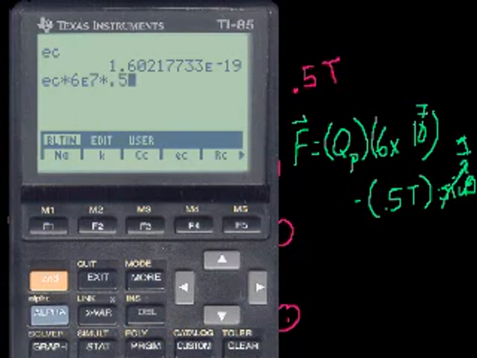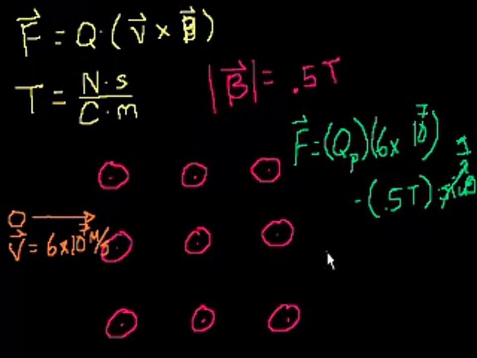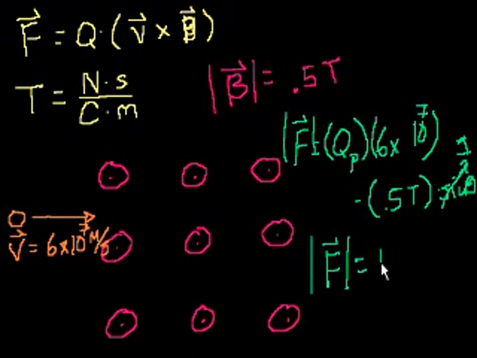Make sure all your units are in Teslas, meters, and coulombs, and then your result will be in newtons. And you get 4.8 times 10 to the negative 12 newtons. Let me write that down. So the magnitude of this force is equal to 4.8 times 10 to the minus 12 newtons. So that's the magnitude. Now what is the direction of this force?